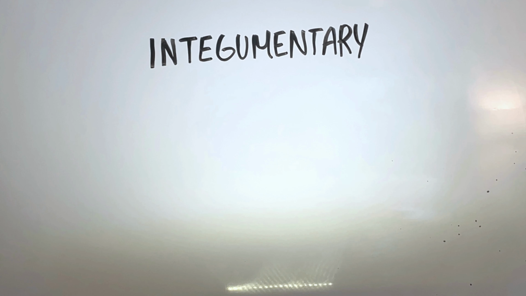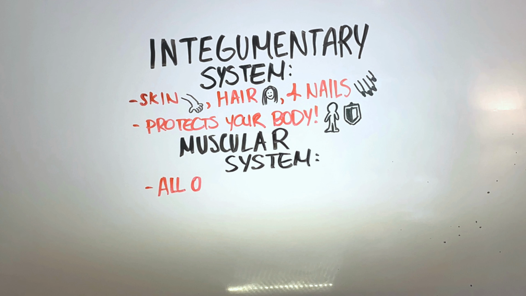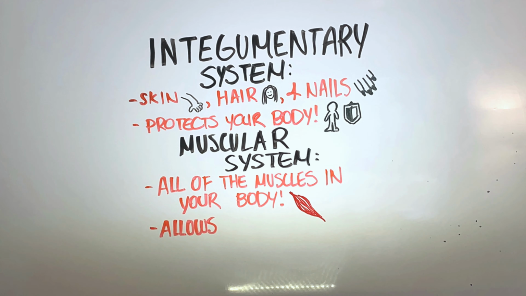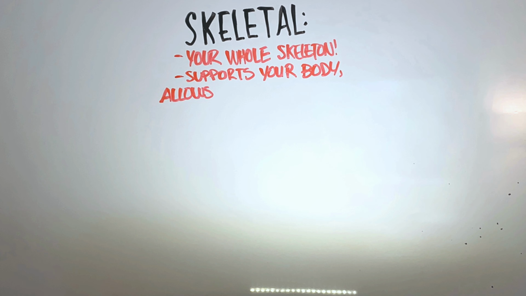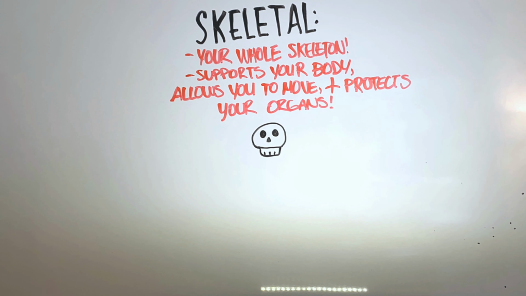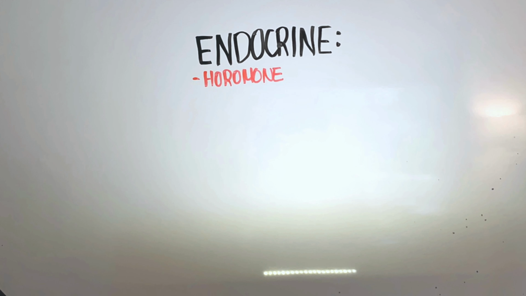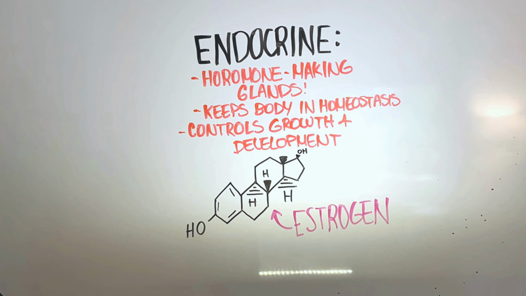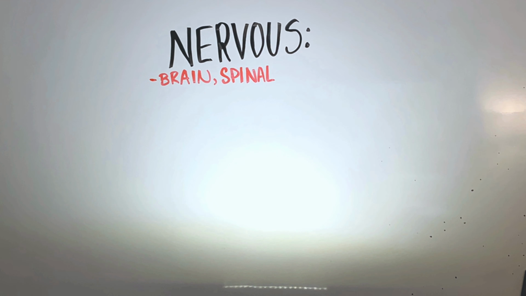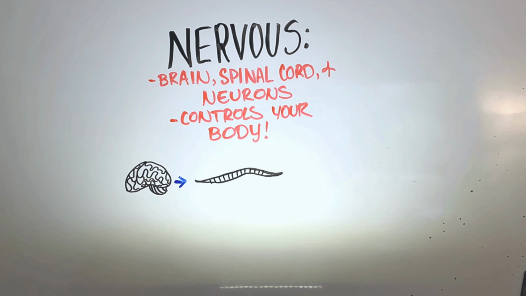Homeostasis also maintains your organ systems, like your integumentary system, your skin, hair, and nails, which protects your body, your muscular system, all the muscles in your body that allows you to move. The skeletal system, your whole skeleton that supports your body, allows you to move, and protects your organs. Plus, the endocrine system, which are hormone-making glands that keep the body in homeostasis and control growth and development. The nervous system, which is the brain, spinal cord, and neurons. It controls your body.